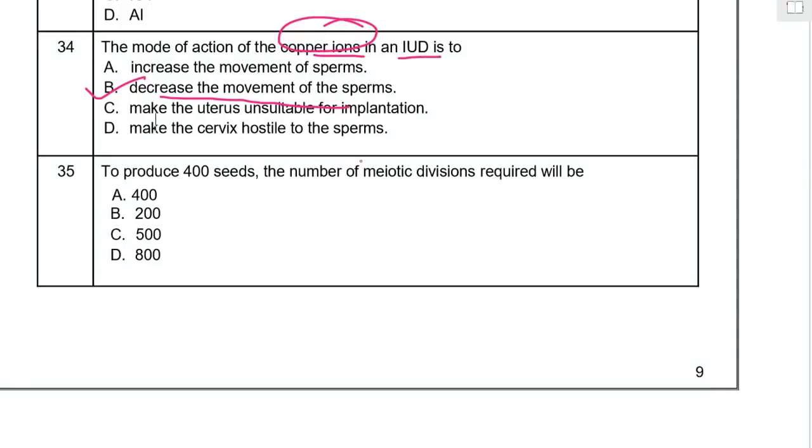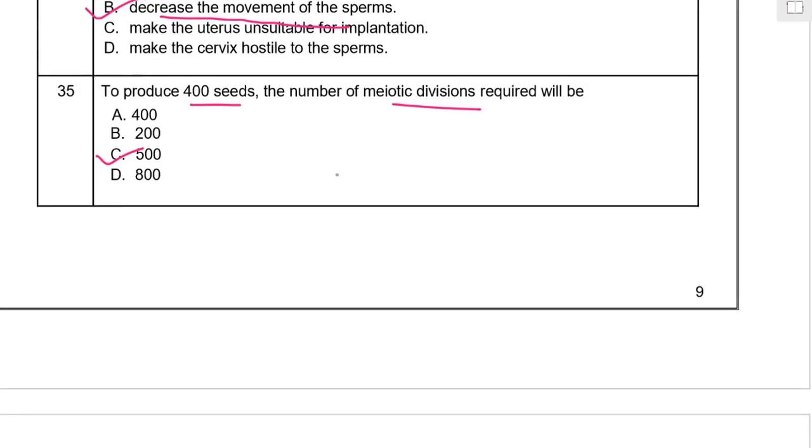Question 35. To produce 400 seeds, the number of meiotic divisions required will be option C, that is 500. To produce 400 seeds, the number of meiotic divisions required would be option C, that is 500.